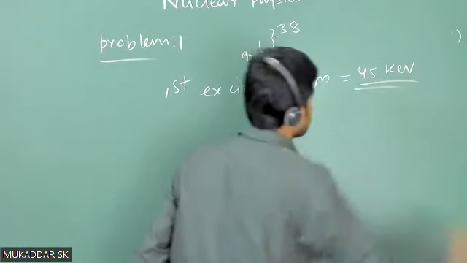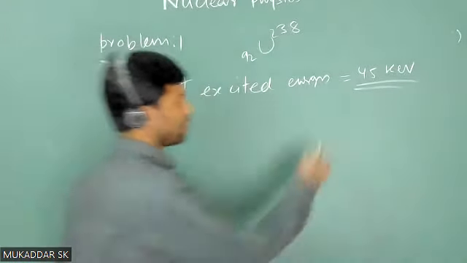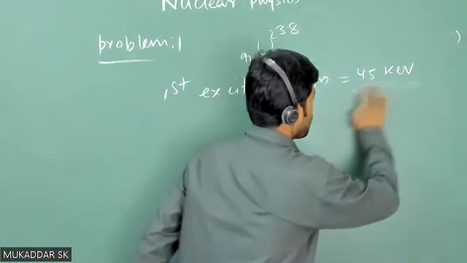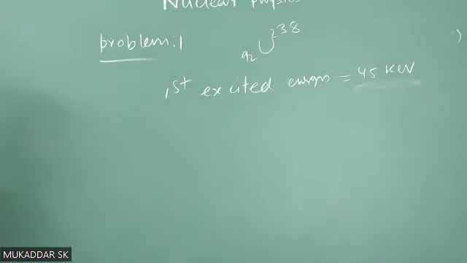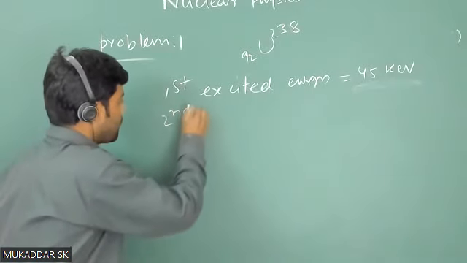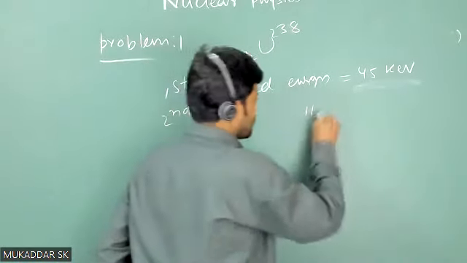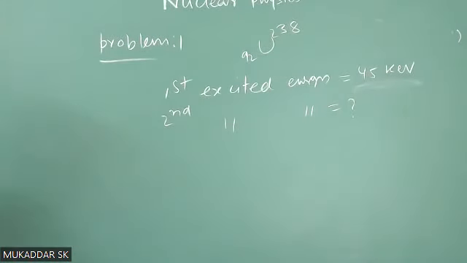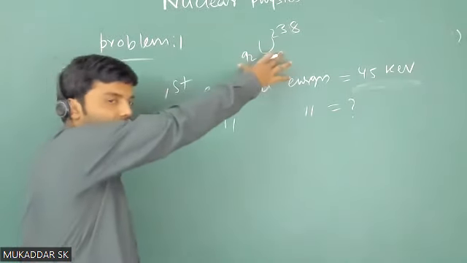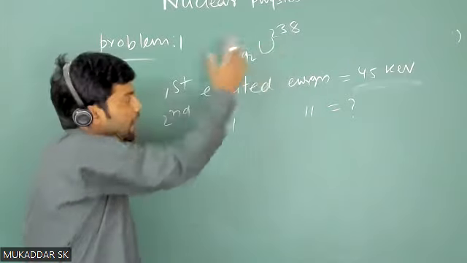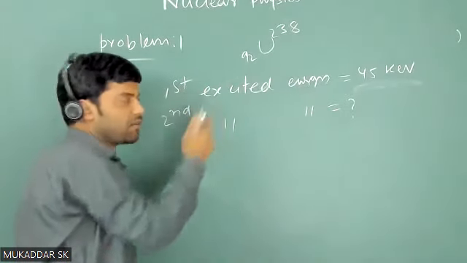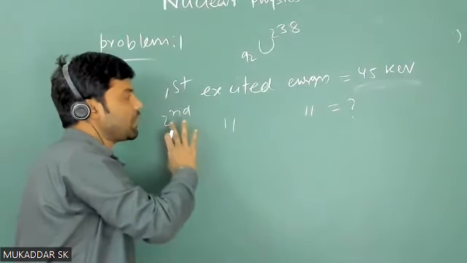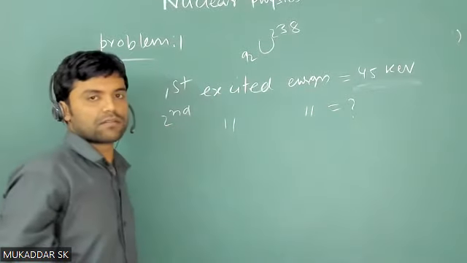Whenever they give the energy in the form of kilo electron volt, it means this corresponds to a rotational level. And what they have asked is, what is the second excited state energy? That is what they ask. So, very simple. It is mentioned that this nucleus has rotational spectra, and the energy of the first excited state is 45 kilo electron volt. What will be the second excited state energy? This is the question.